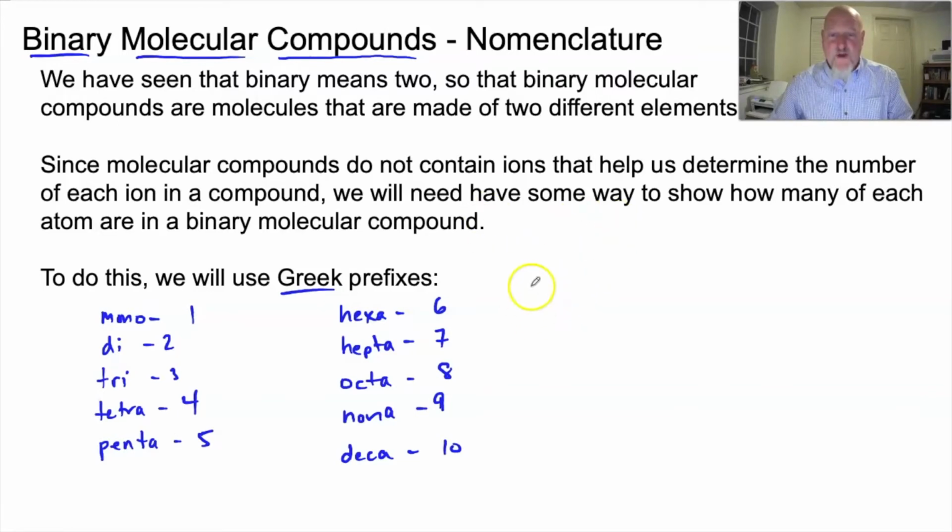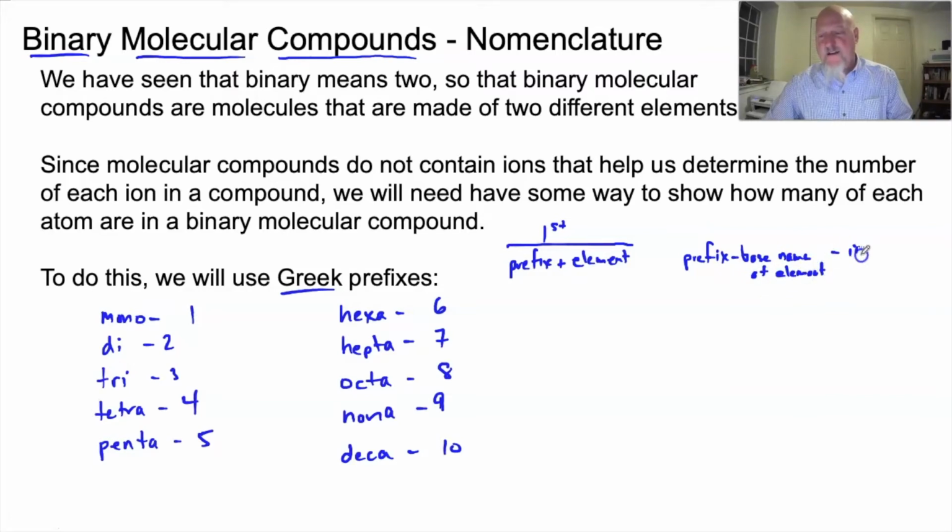All right, so to name these things, we use the prefix plus the element for the first element listed. So that's the first one. And then we're going to do the prefix plus the element base name, and we're going to end the second one with IDE. Okay, this is for the second element listed. So a couple rules that we're going to deal with here.